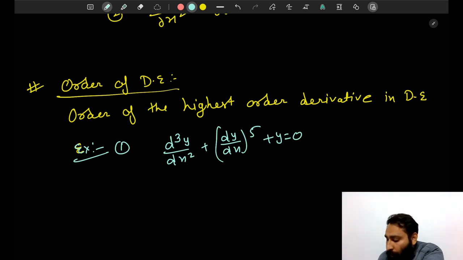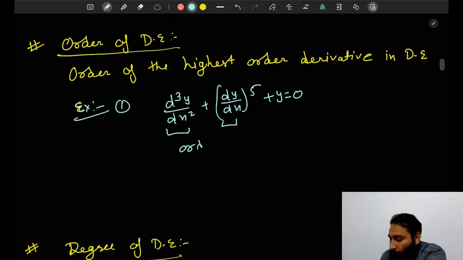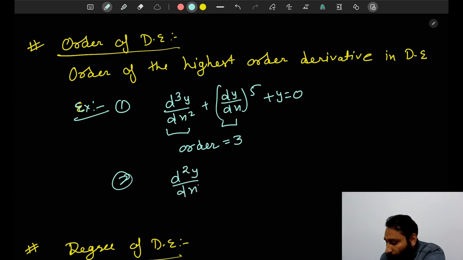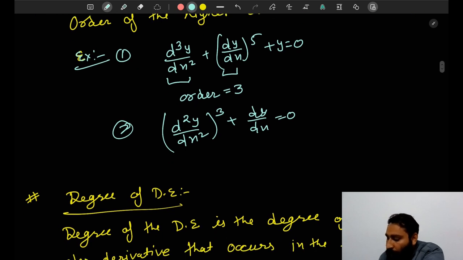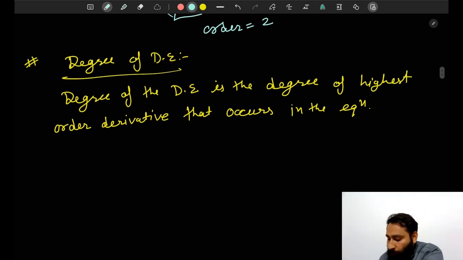In this differential equation, we clearly see that this is third order derivative, this is first order derivative. Okay, so highest order derivative is third, so we say order is 3. Or we see one more example, (d square y by dx square) whole cube plus dy by dx equal to 0. In this equation, we see that this is second order derivative, this is first order derivative. So the order of differential equation is 2. Second order, highest order derivative is 2.